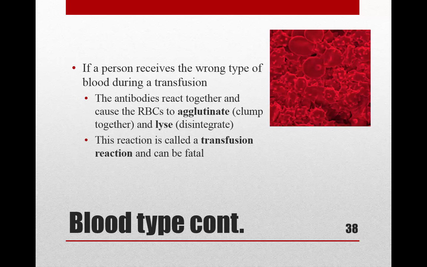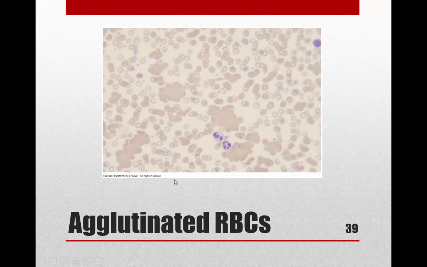It's important that we get the blood type correct. If someone receives a transfusion and the blood types don't match, antibodies in the person's blood can react with the antibodies in the donated blood, and it'll cause the red blood cells to do 2 things: agglutinate and or lyse. Agglutinate means to clump together, whereas lyse means to disintegrate. Lyse being one of those terms we should recognize from a word like hemolyze. We've talked about that in lab before. When this happens, that's called a transfusion reaction, and it can be fatal, and it's very dangerous. So we have to be very careful that we collect our specimens properly.